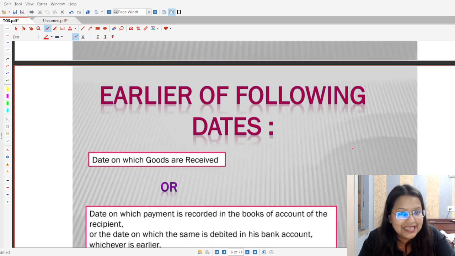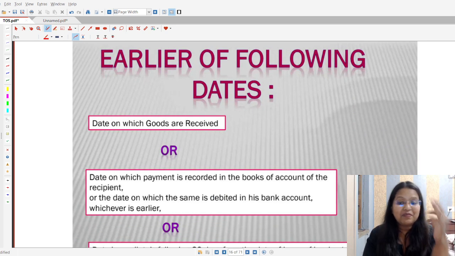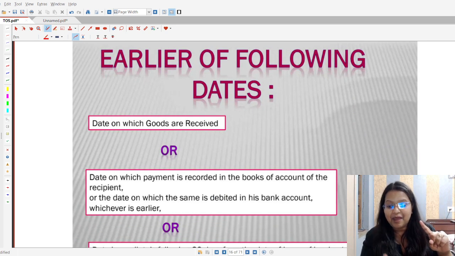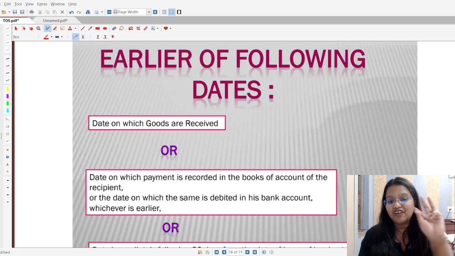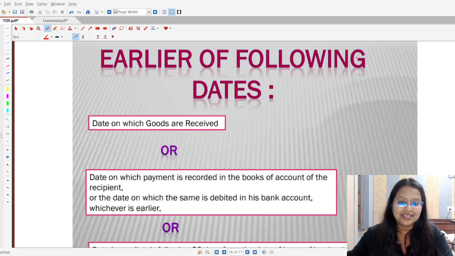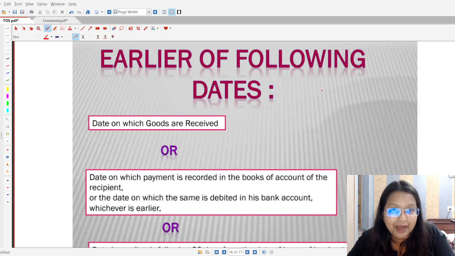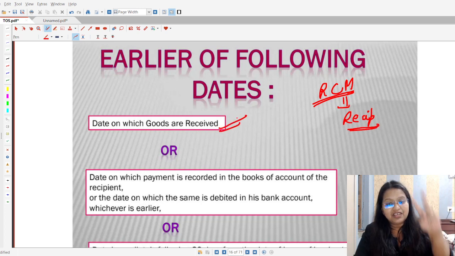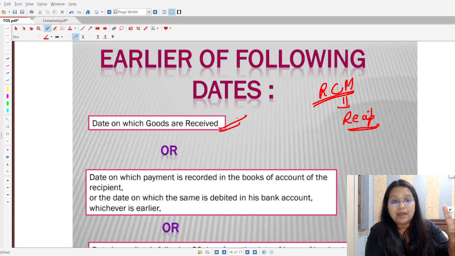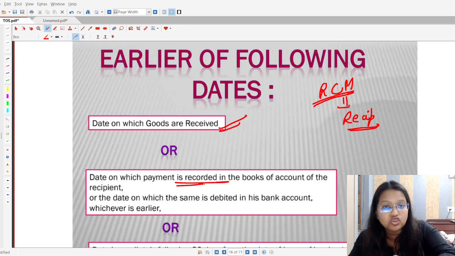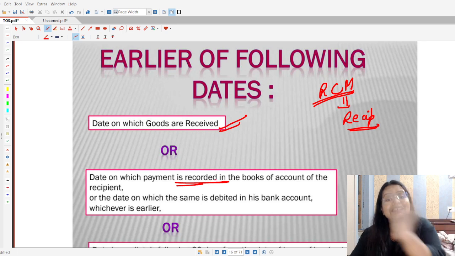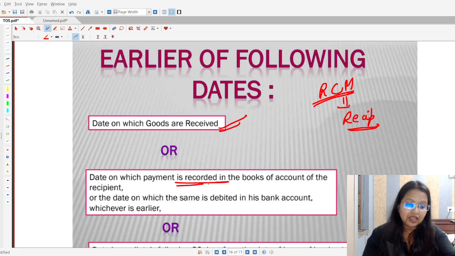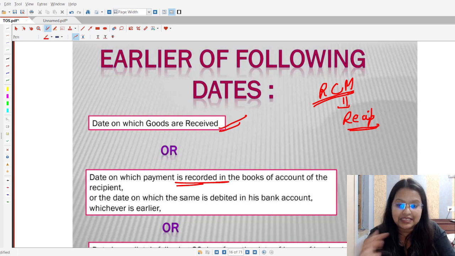Now in the case of subsection number 3, there will be 3 points. It will be a kind of memory technique. That is, the earlier of the following dates. First of all, keep in mind that it is a case of reverse charge mechanism, so we will watch the perspective of the recipient. The first date is the date on which goods are received. Second, when the recipient makes the payment, that is the date on which payment is recorded in books of accounts, or the date on which the same is debited. As the person is making the payment, it will be debited from the bank account, whichever is earlier.